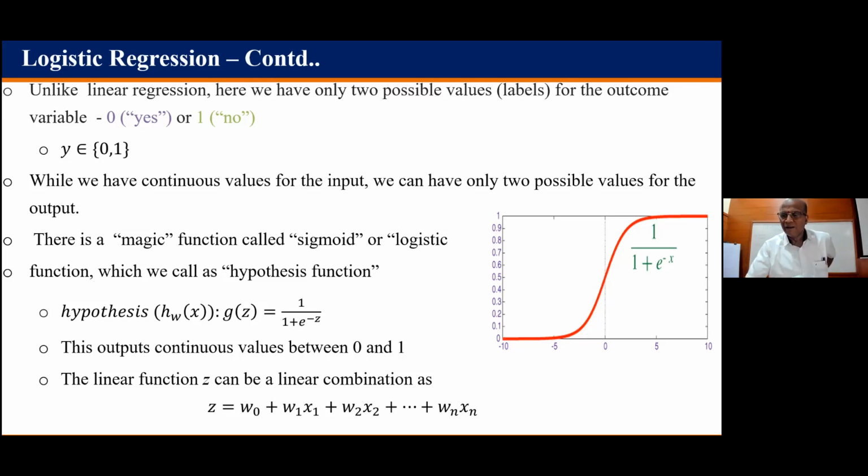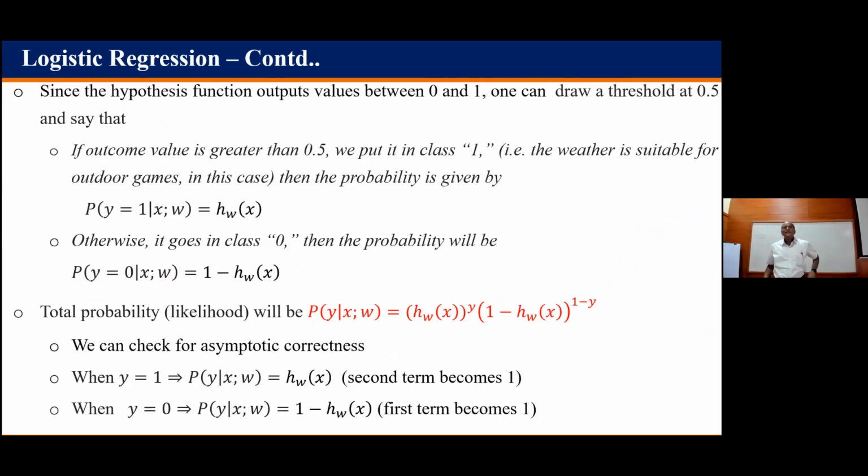All right. Now, since the hypothesis function outputs values between 0 and 1, one can draw a threshold at 0.5 and say that if the outcome value is greater than 0.5, we put it in class 1. That means that the outdoor game will be played. Then the probability is given by P of Y equal to 1, that means success, equal to HW of X. So that is a proposal function. Otherwise, it goes into class 0. The probability will be P of Y equal to 0 for a given set of X and W.